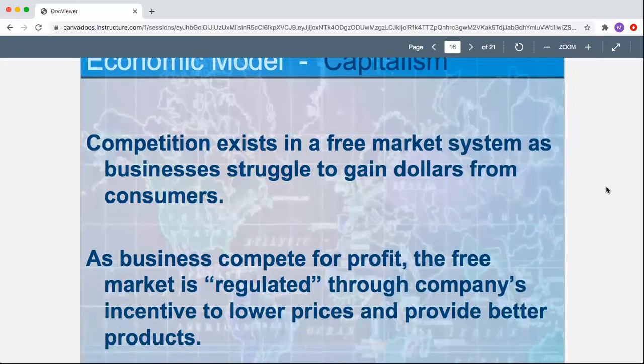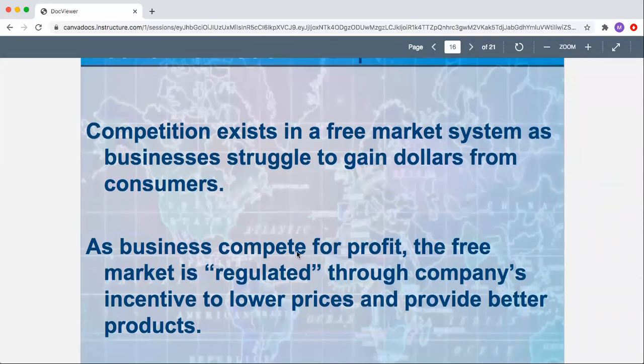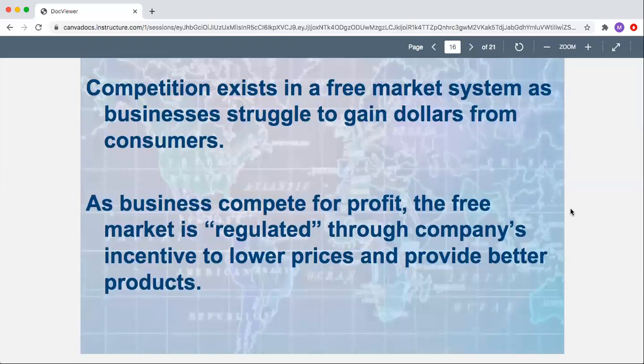So for capitalism, competition exists in a free market system as businesses struggle to gain dollars from consumers. So free market means if Walmart is selling something and Target is selling something, both of them are going to try to do things to make you go to their store to buy from them. So it says, so they're competing. As businesses compete for a profit, the free market is regulated through company incentives to lower prices and provide better products. So they're trying to see what can they do to get your service.